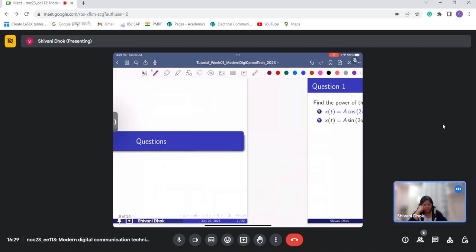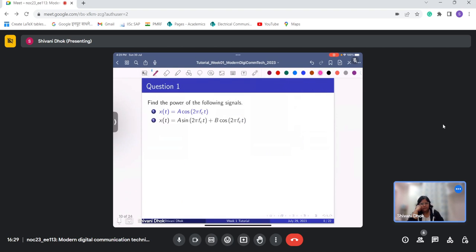Okay, so let's start. The first question that we have here is, find the power of the following signals. We have two examples for this, and we'll solve both of them one by one. If you have any doubt in any question or at any step, please stop me at that point and speak up. Or if you find I'm making some sort of mistake, please feel free to point out. It's fine with me.